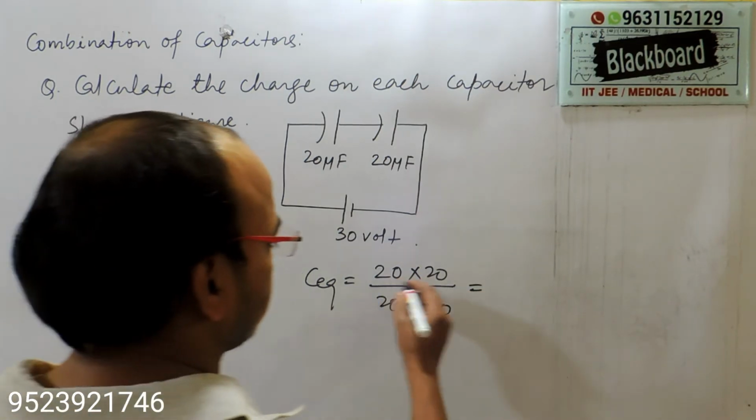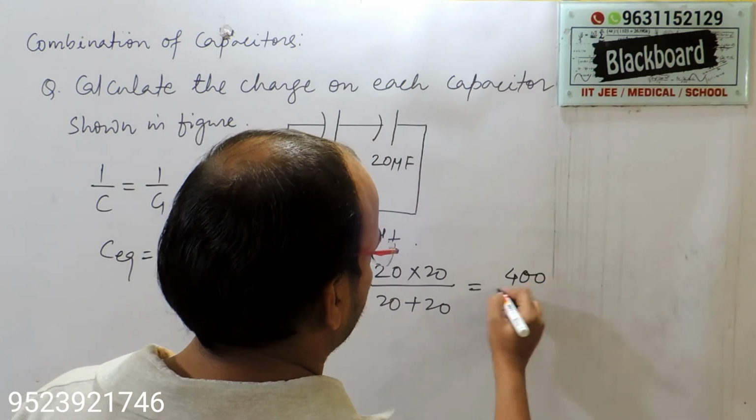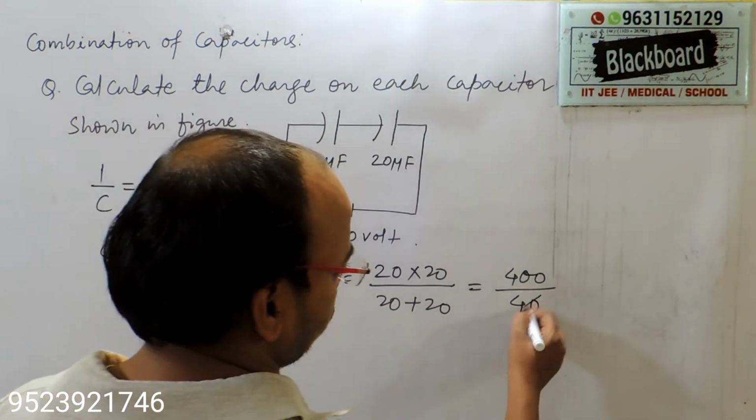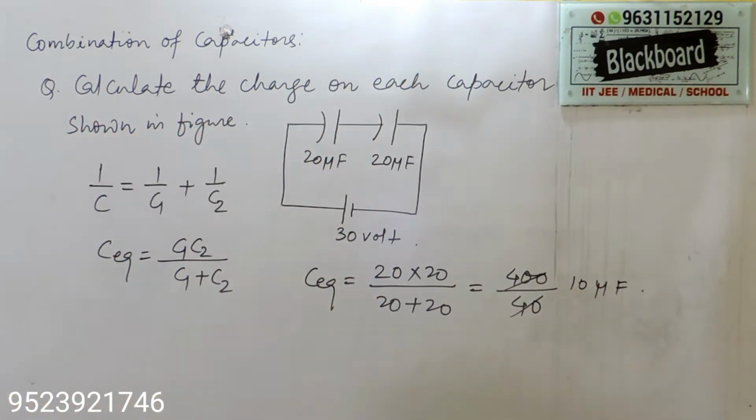That means this is here 2 into 2, 400 divided by 40. That means you can write this is 10 microfarad. The resultant is here 10 microfarad.